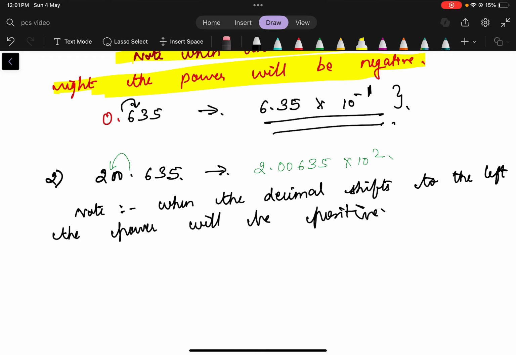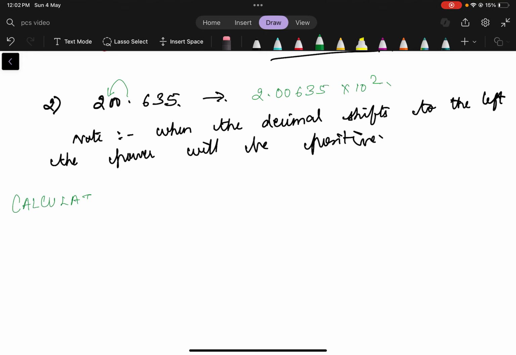Now let us look at the calculations in scientific notations. Let us look at the example of calculations in scientific notations.